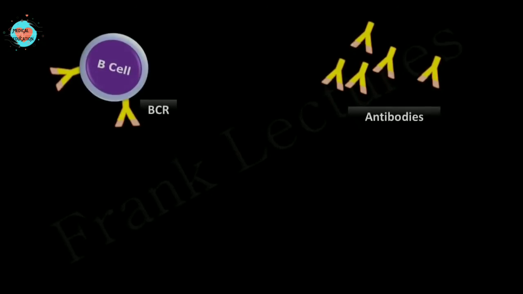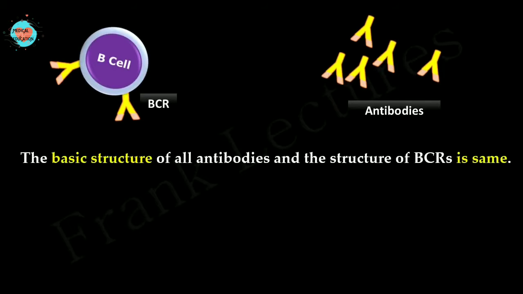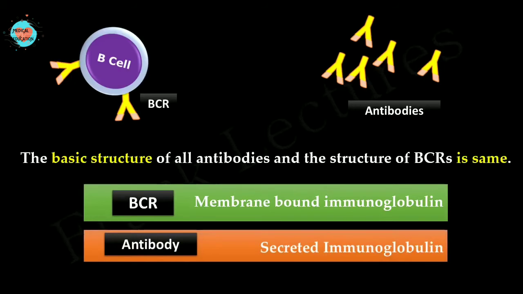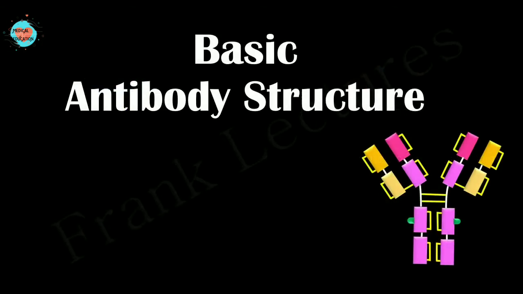The basic structure of all antibodies and the structure of B cell receptors is the same. So, B cell receptors are also immunoglobulins. The difference is that B cell receptor is a membrane-bound immunoglobulin, whereas antibodies are secreted immunoglobulins. Let us now study the basic antibody structure.